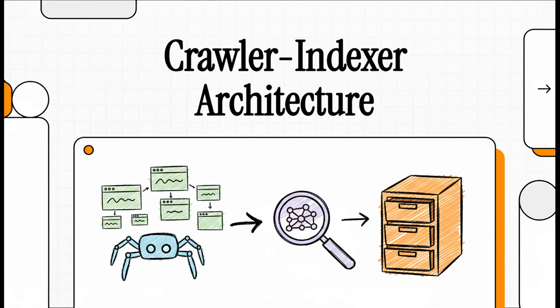All right, so you type something into a search bar, hit enter, and boom, results. But have you ever stopped to wonder how that actually happens? Today, we're pulling back the curtain on the hidden engine that powers pretty much every web search you've ever done. It's called the crawler indexer architecture, and we're going to dive right in.